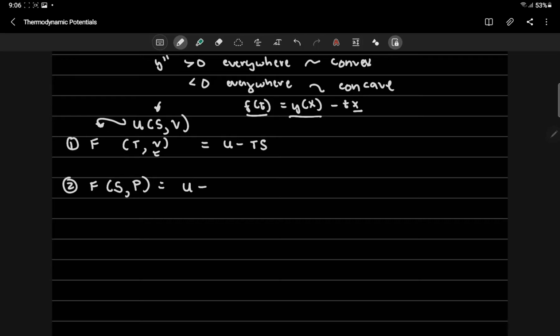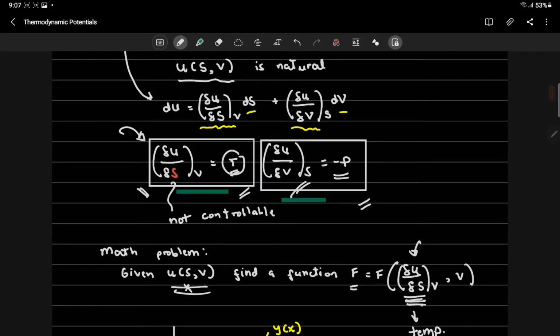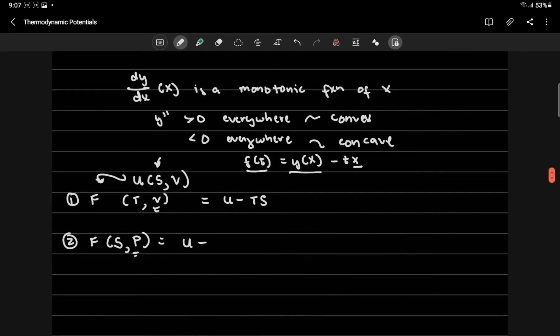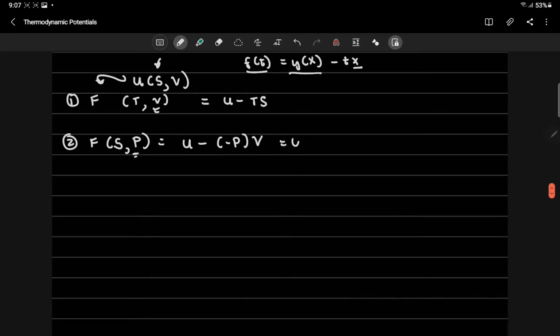Ano ba yung slope? Pag binari natin yung pressure, edi yung derivative kanina na nakasulat doon, partial of u with respect to v at constant s, and that's equal to what? Negative p. Okay, so minus of minus p times volume. Okay? And that's equal to, kapag sinimplify natin to, u plus pv. And lastly, paano kapag both variables ang binago natin? Instead of S and V, gawin nating T and P. Temperature and pressure.